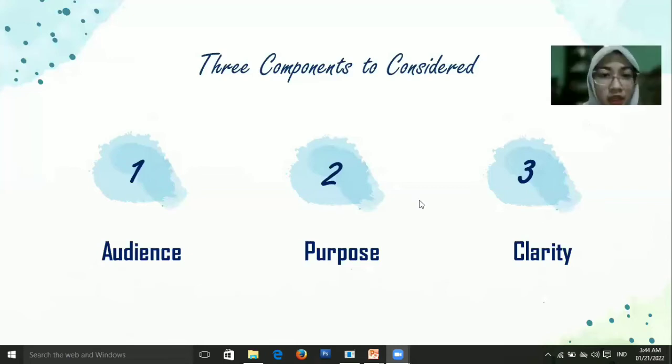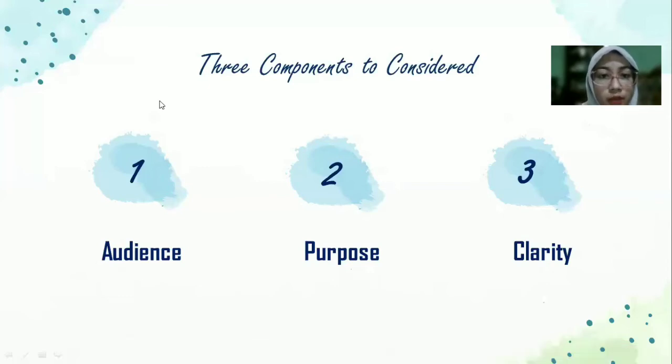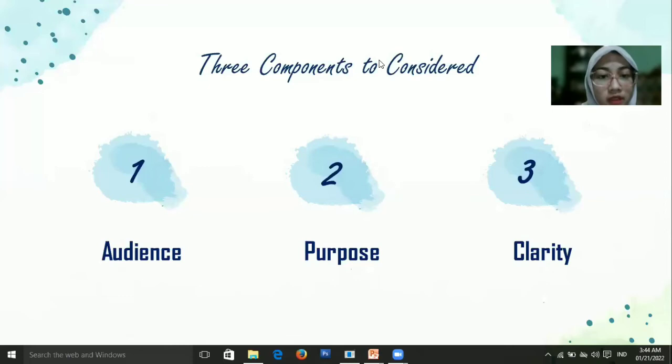Third is clarity. You should check the supporting details in your writing. There are who, what, where, when, why, and how. When you check it and find a detail that you don't need, you can remove it. You should use only the details that are relevant.